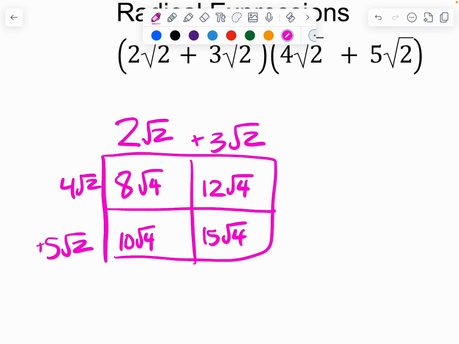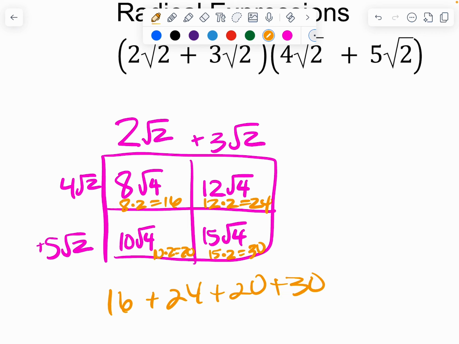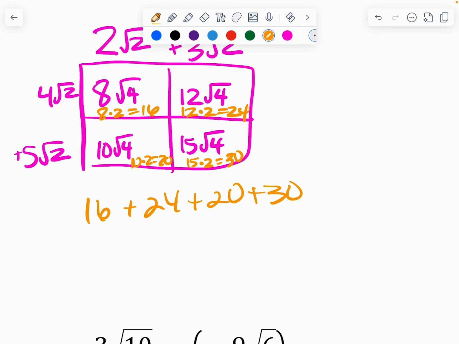But boys and girls, didn't we learn that radical 4 is the same thing as 2? So this is 8 times 2, which is 16. 12 times 2, which is 24. 10 times 2, which is 20. And 15 times 2, which is 30. So we have 16 plus 24 plus 20 plus 30. Oh, I don't think I can do this one in my head. Nope, 30, 40, 60, 90. Maybe I can do it in my head.